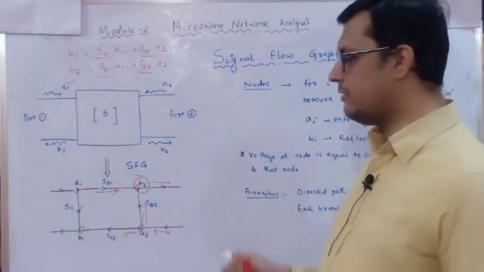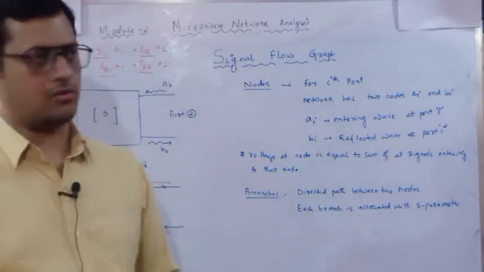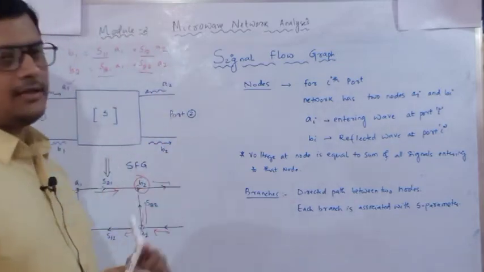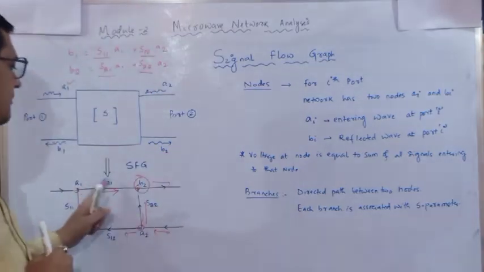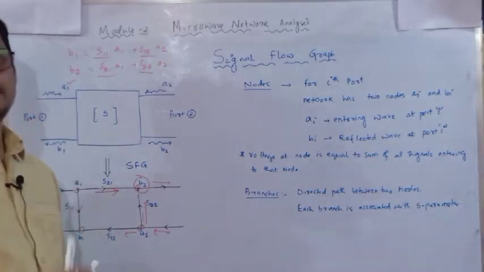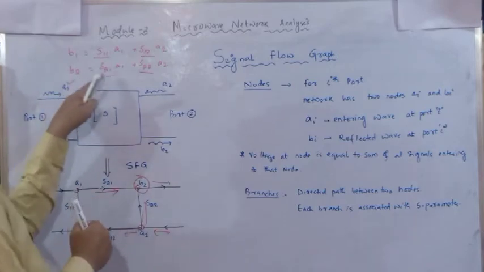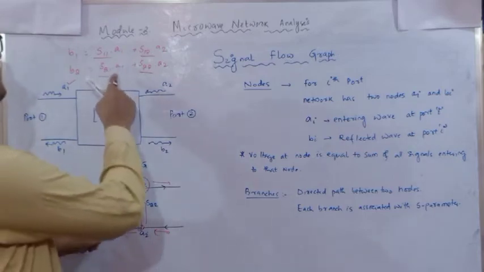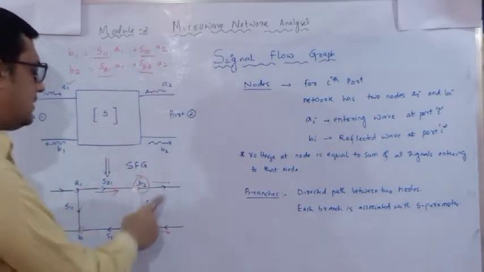And one more thing is what? Branches. Branches means it is a path between two particular nodes. So a directed path between two nodes, and each path is identified with a specific scattering parameter. Now here how many branches are there? 4 branches. So 4 branches will each have an individual scattering parameter. If A1 and B2 are related, then what is the scattering parameter? S21. Then if B2 and A2 are related, then what is the scattering parameter? S22.